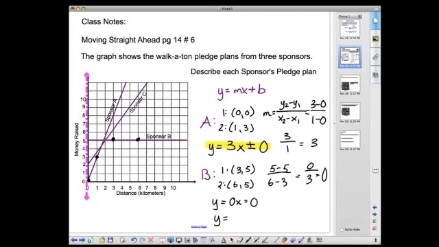Now, where sponsor B's line intersects the y-axis is actually around 5. So my equation for sponsor B would be y is equal to 5. That's kind of the outlier. That's kind of the weird example that you would see.